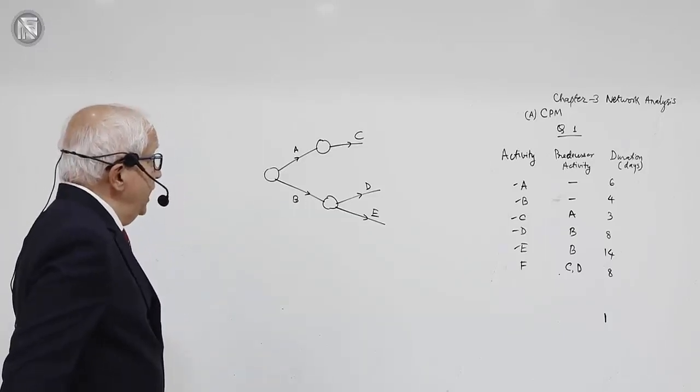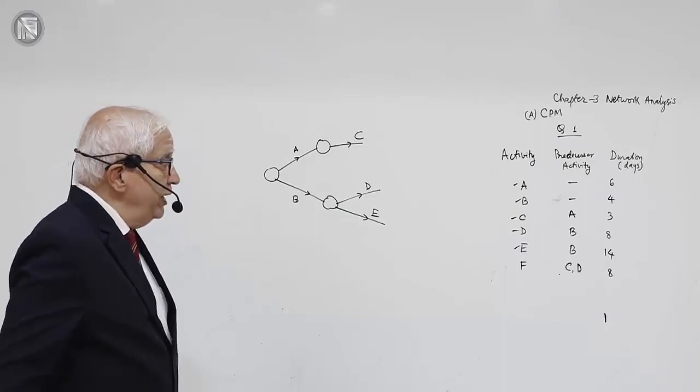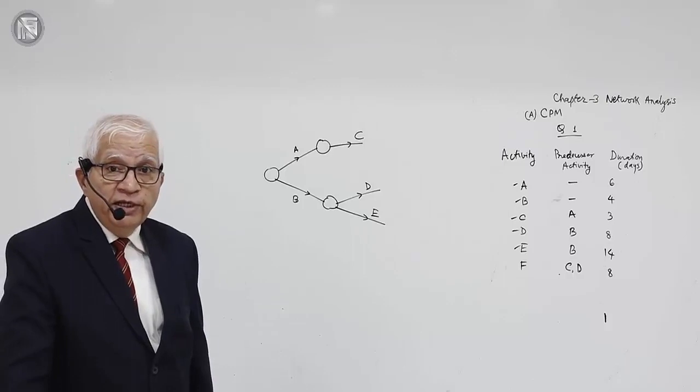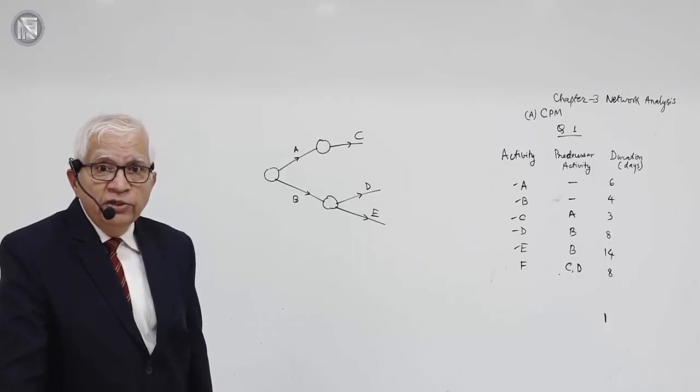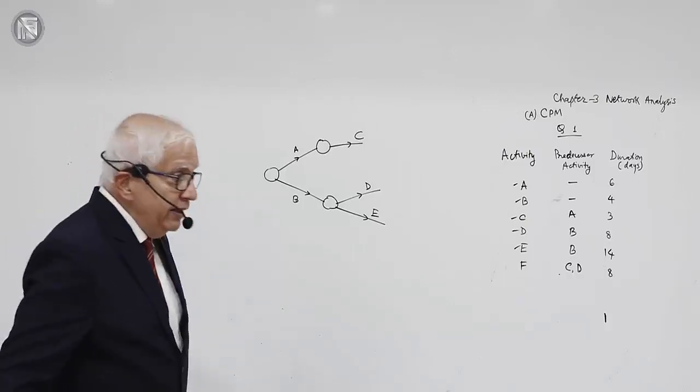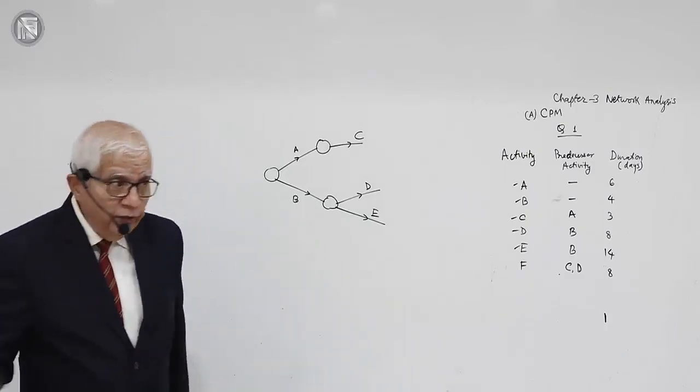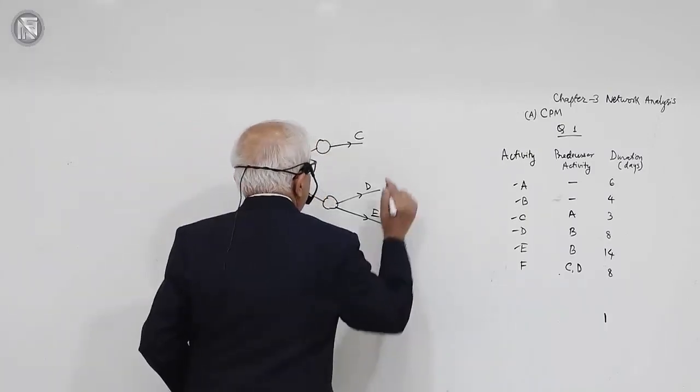Now where is C and D? C and D I have shown separately, and since activity F depends on completion of C and D, I will merge C and D into one event. That event will be what? That event will be such, suppose I draw an event here.